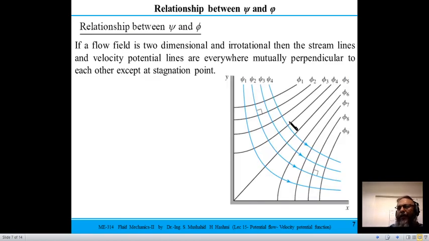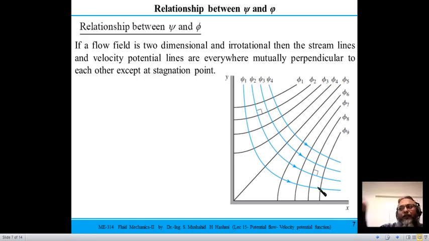Other than that, for example, psi1, psi2, psi3, psi4 are representing stream functions. So these are the corresponding stream functions. These are the family of lines which are representing the direction of the flow. And there are corresponding lines which are represented by some mathematical function, to which we have given the name velocity potential function. At all times, streamlines and velocity potential lines are perpendicular to each other.